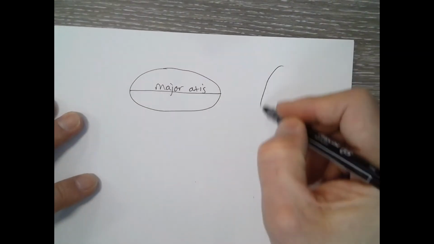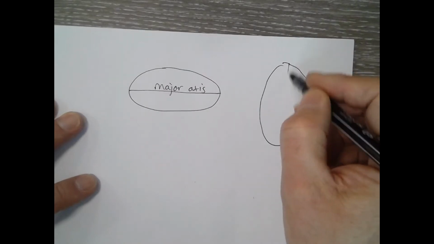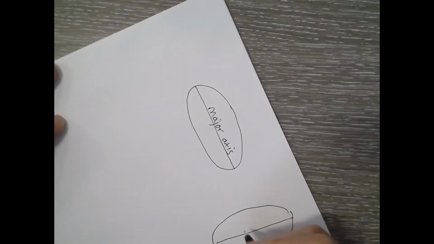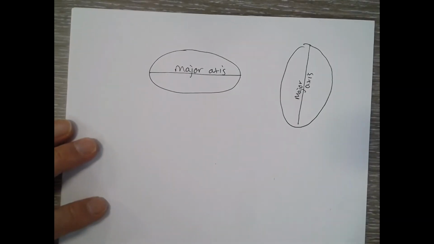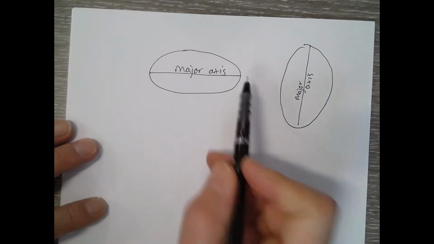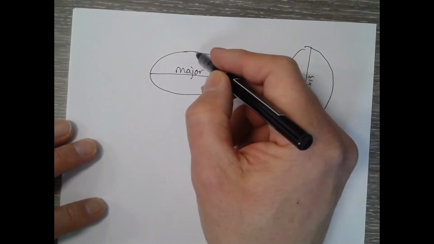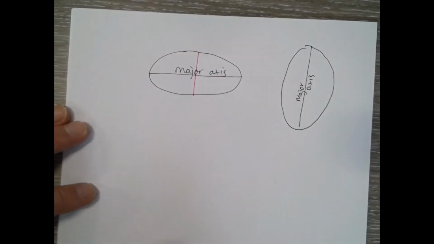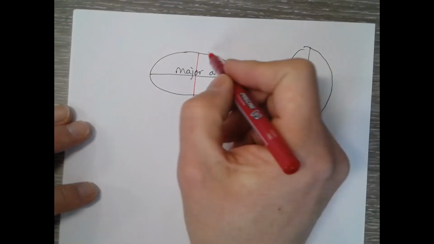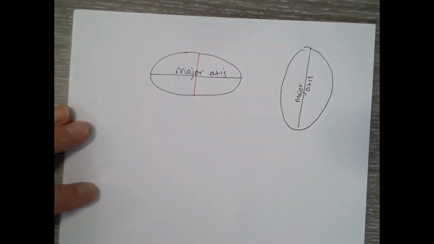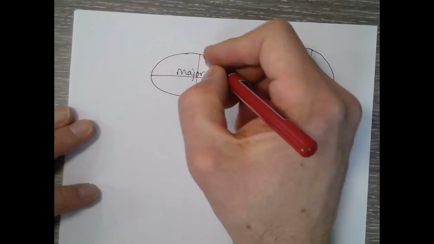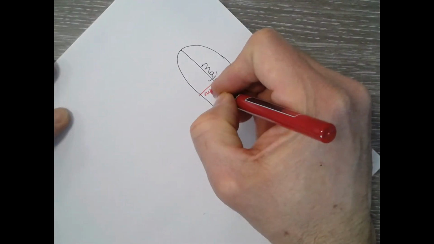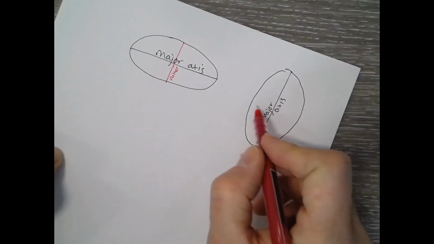Or you could have this, where the major axis is vertical. Just remember, the major axis is the longer of the two, and then what do you suppose this is right here? If this one's the major axis, what's this one? Aiden! The minor axis. Good. So this is minor, and then this would be minor.